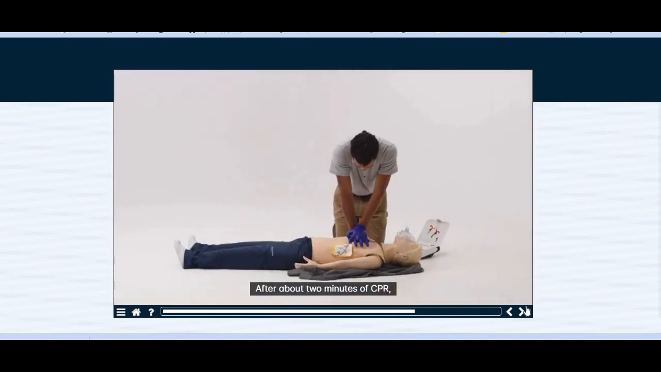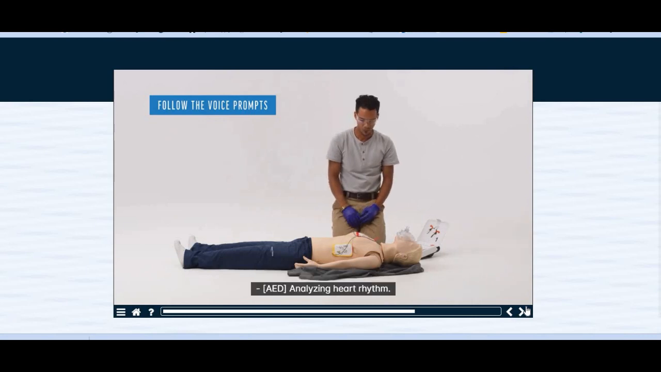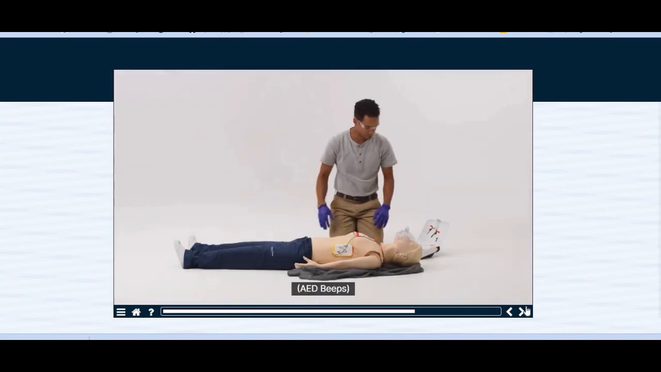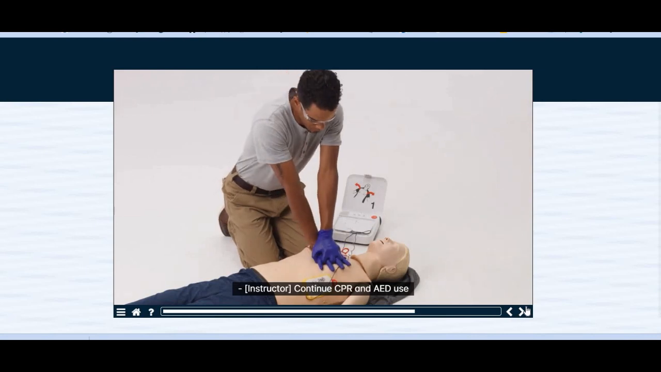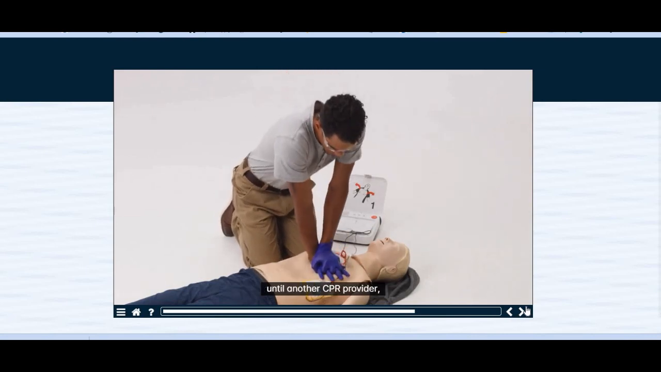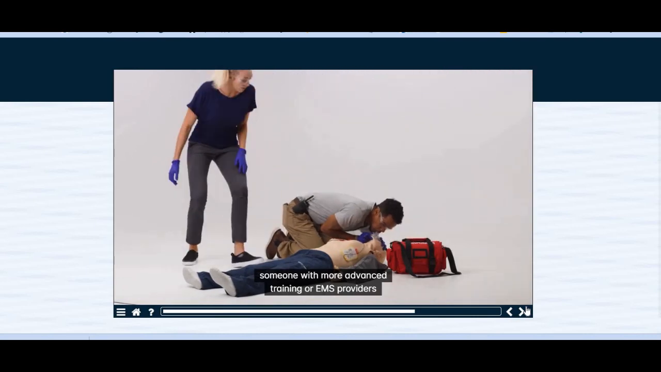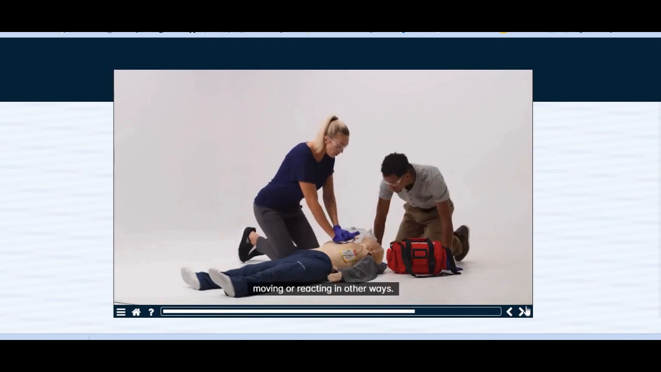After about 2 minutes of CPR, the AED will prompt you again to analyze the heart rhythm. Analyzing heart rhythm. Follow the voice prompts. Everyone clear. Everybody clear? Shock delivered. Continue CPR and AED use until another CPR provider, someone with more advanced training, or EMS providers arrive and take over, or until the person starts breathing, moving, or reacting in other ways.